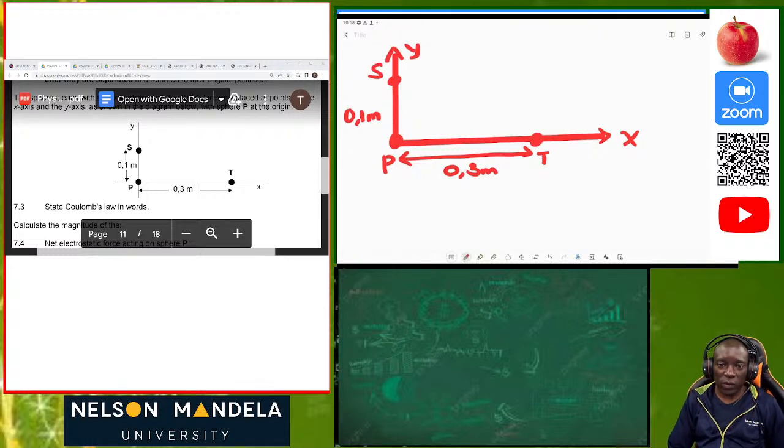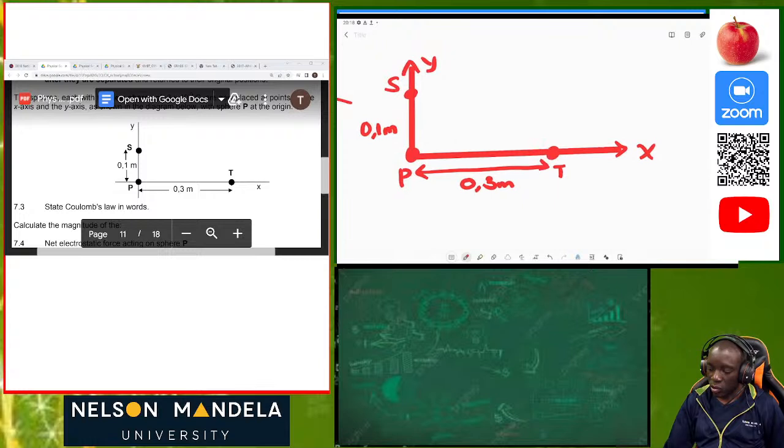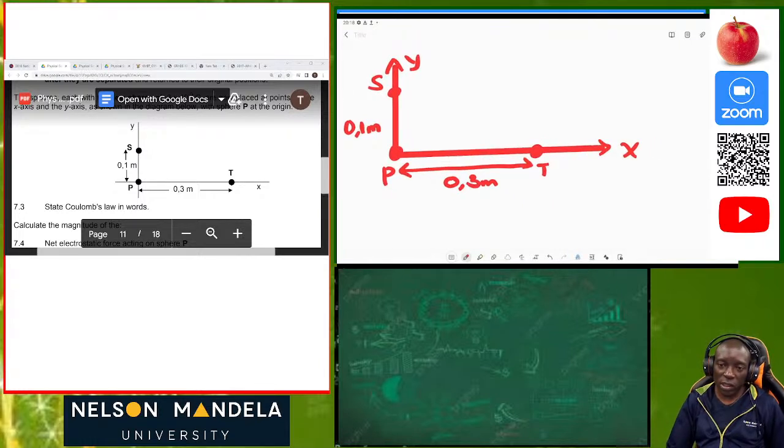Now the first part of the question simply says state Coulomb's law. So Coulomb's law, you should be able to recall, is to do with the magnitude of the force exerted by one charge on another. The magnitude of that force would depend on the size or magnitude of each charge, and is also inversely proportional to the distance of separation.